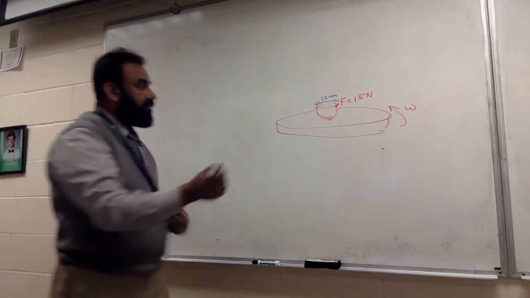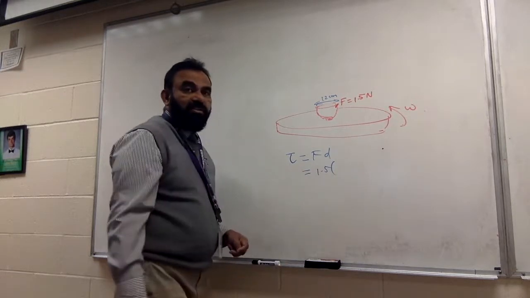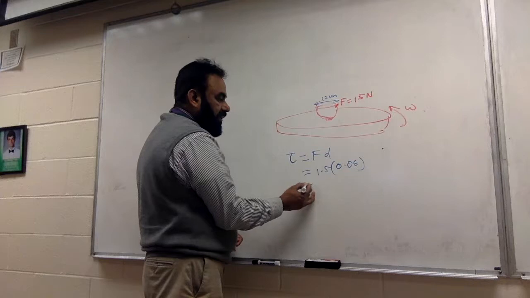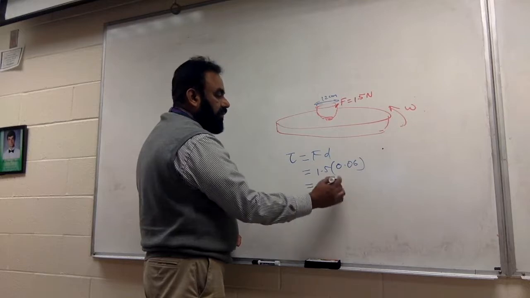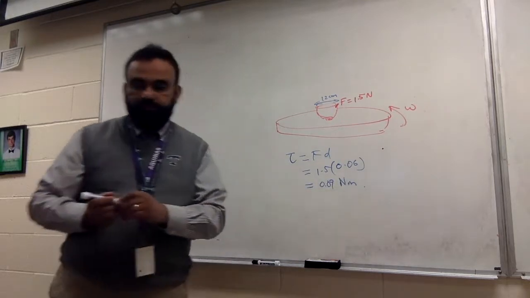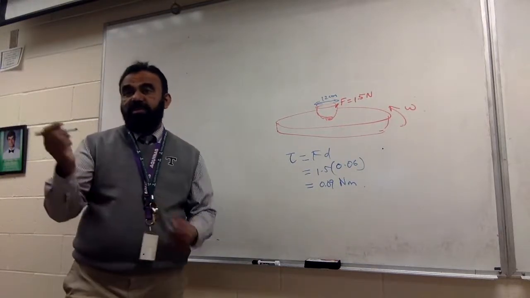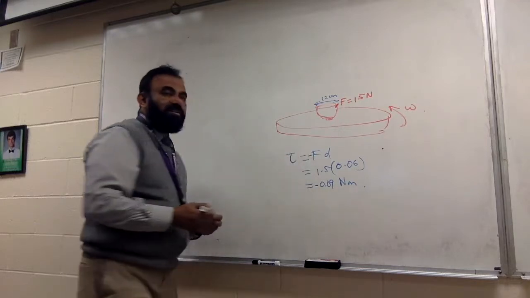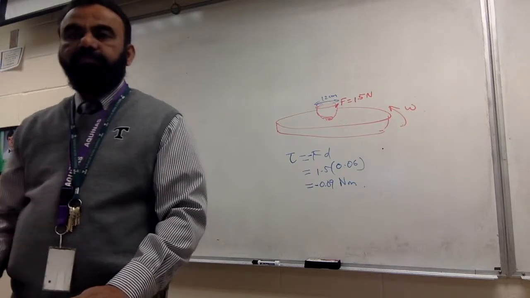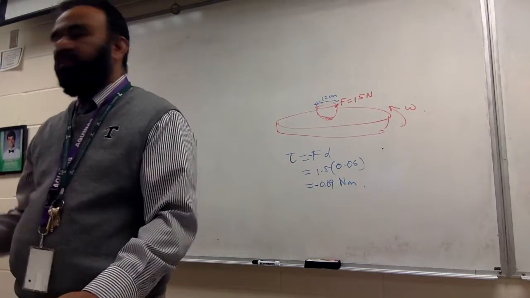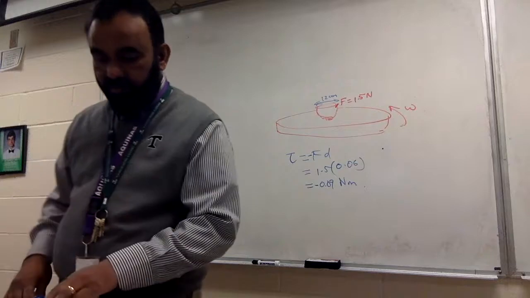How much? The force is 1.5 and the perpendicular distance is 0.06, so that is 0.09 newton meter. And is this a positive torque or a negative torque? It's supposed to be negative torque because it is supposed to slow it down. It doesn't matter which direction it is, it's a slowing down thing, so it's a negative torque.